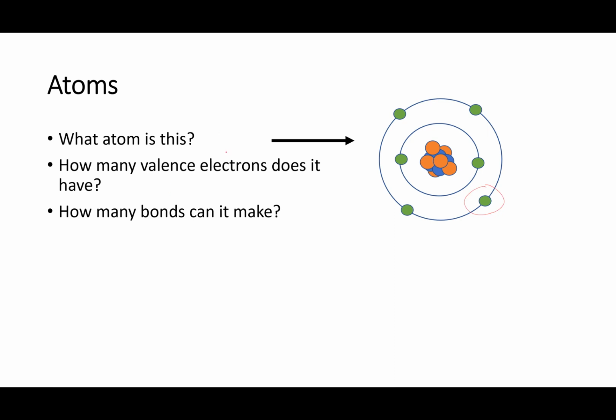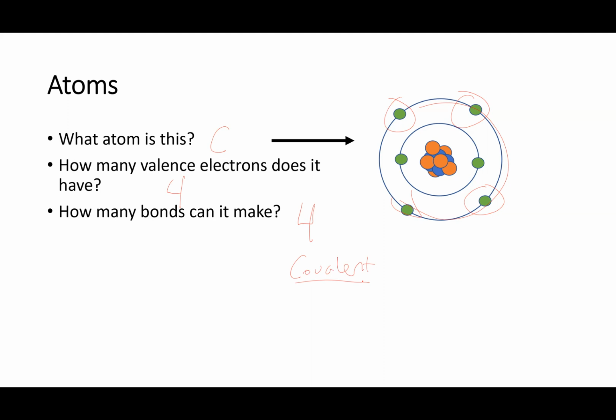It's carbon. How many bonds can it make? 4, because how many electrons does it want in its outer shell? It wants 8, so it's going to make 4 bonds. What kind of bonds does it make? It could be single, double, or triple. What kind of bond? Covalent bonds. It's going to share the electrons.